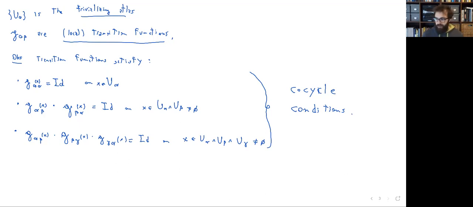Okay, and we'll see there actually what determines the bundle. These maps, these G alpha beta, these local transition functions, are what determine the bundle together with the fiber. But before we do that, of course, when we define the bundle, there is always this "up to isomorphism". So we have to say what is an isomorphism of bundles. Does it fit here? Probably yes.